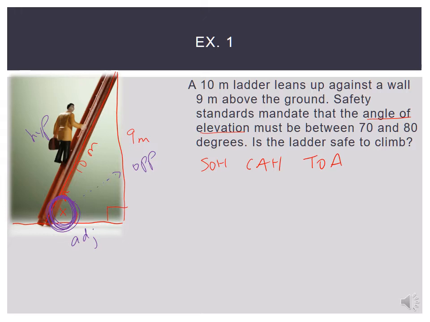Next, get rid of whichever side gives you nothing. The only side that gives us nothing is the adjacent, so let's get rid of it. This is visual clutter. All that I'm left with is opposite and hypotenuse. Out of SO, CA, and TOA, the only one that has O and H in it is SO.